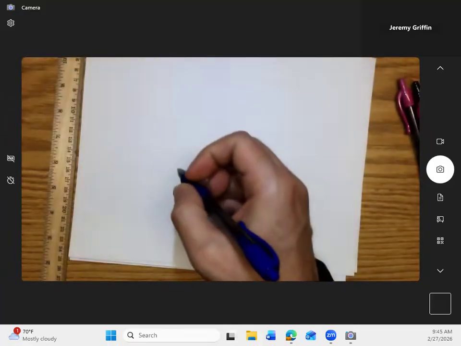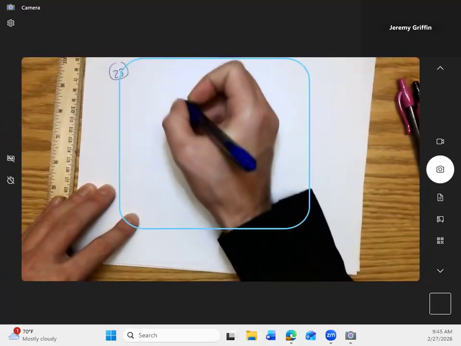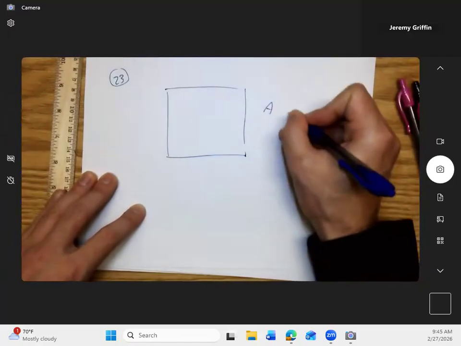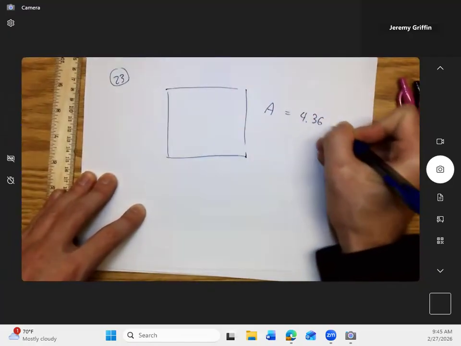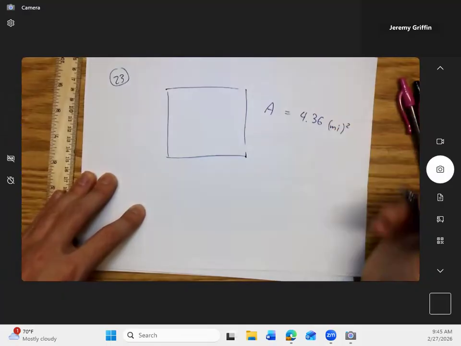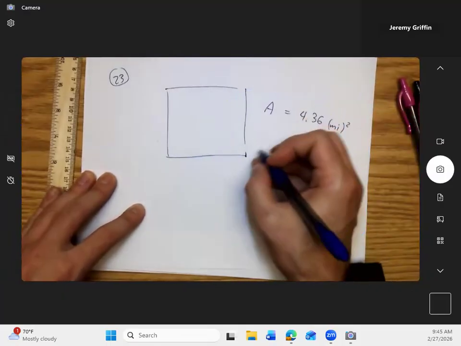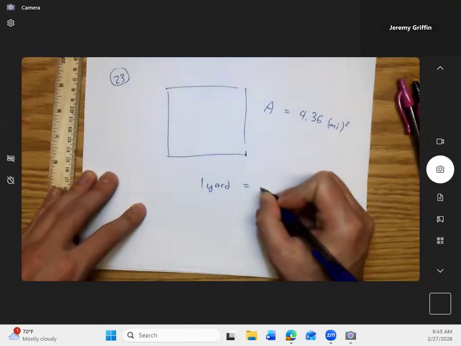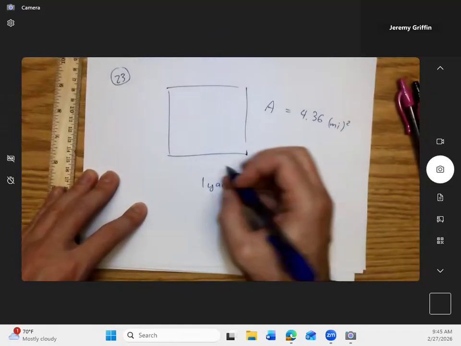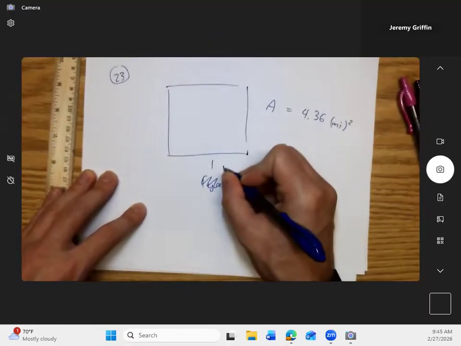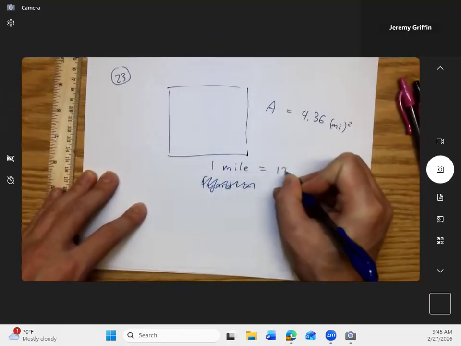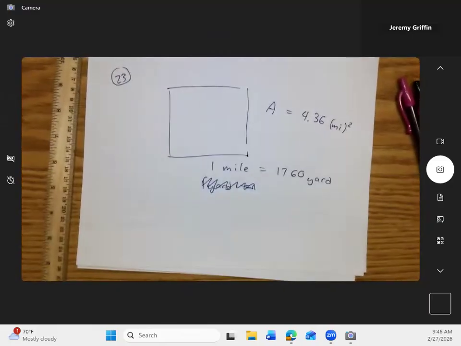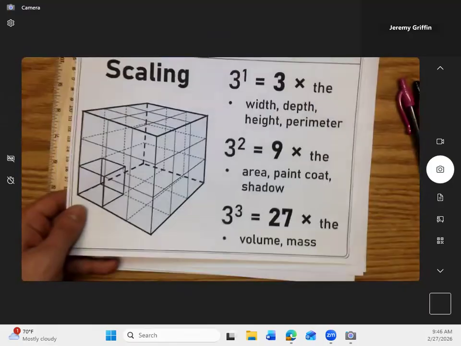Okay. Here, let's draw this out. 23. So we've got a town. I know the area of the town is 4.36 square miles. And 1 mile equals 1760 yards. There we go. All right, so this could actually be a version of this, couldn't it?